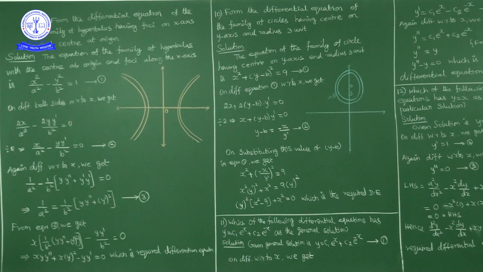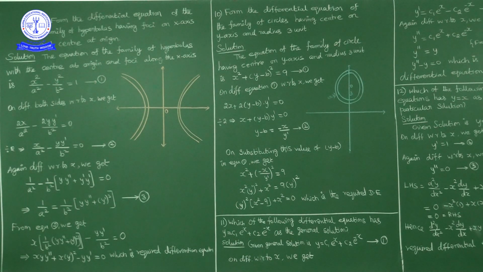Foci on x-axis, center at origin. The family of hyperbolas having center at origin and foci along the x-axis is x²/a² − y²/b² = 1. I'll mark this as 1. Here two arbitrary constants are there, a and b. Now we have to eliminate a and b.